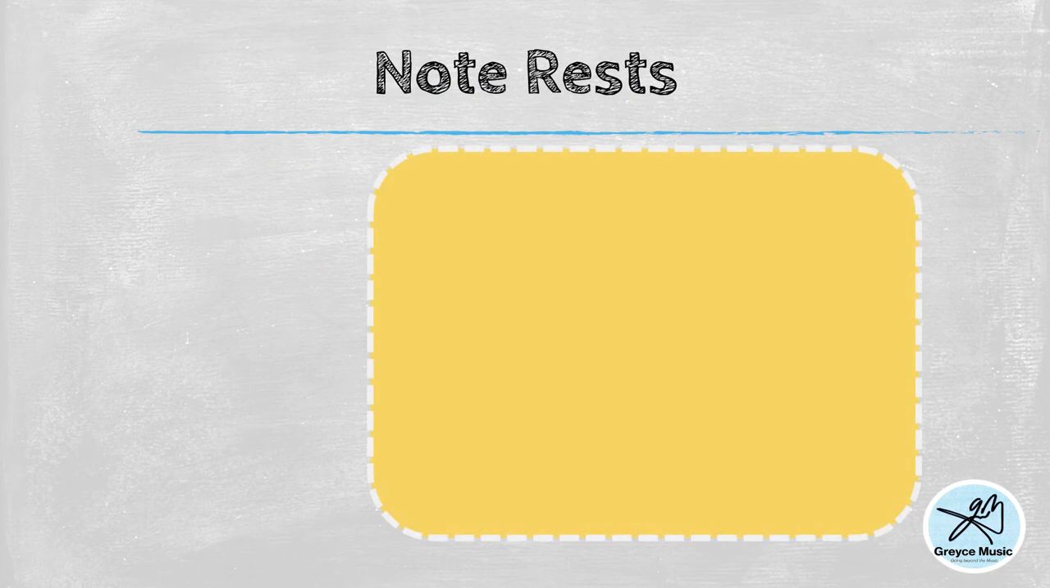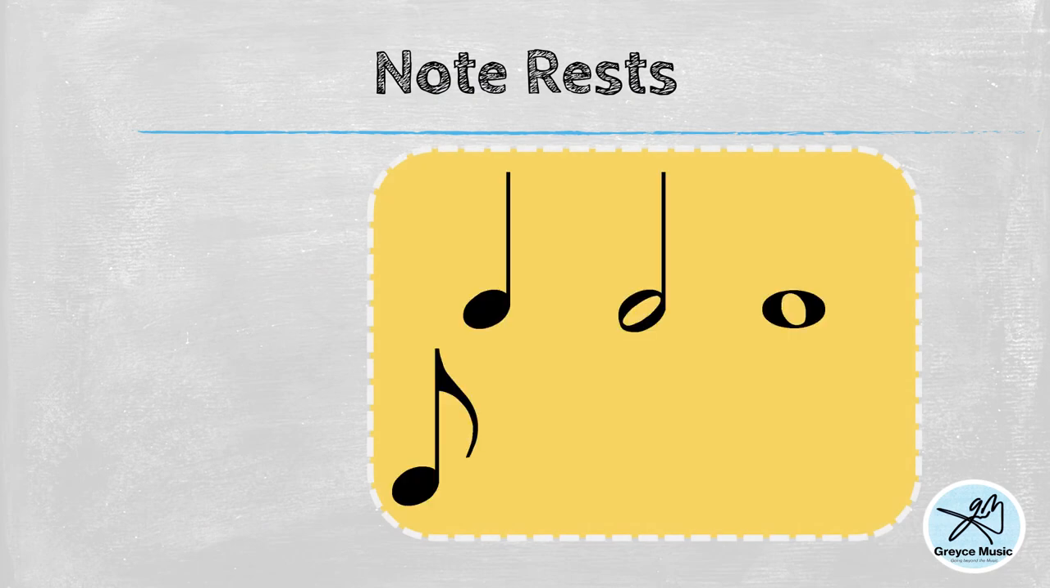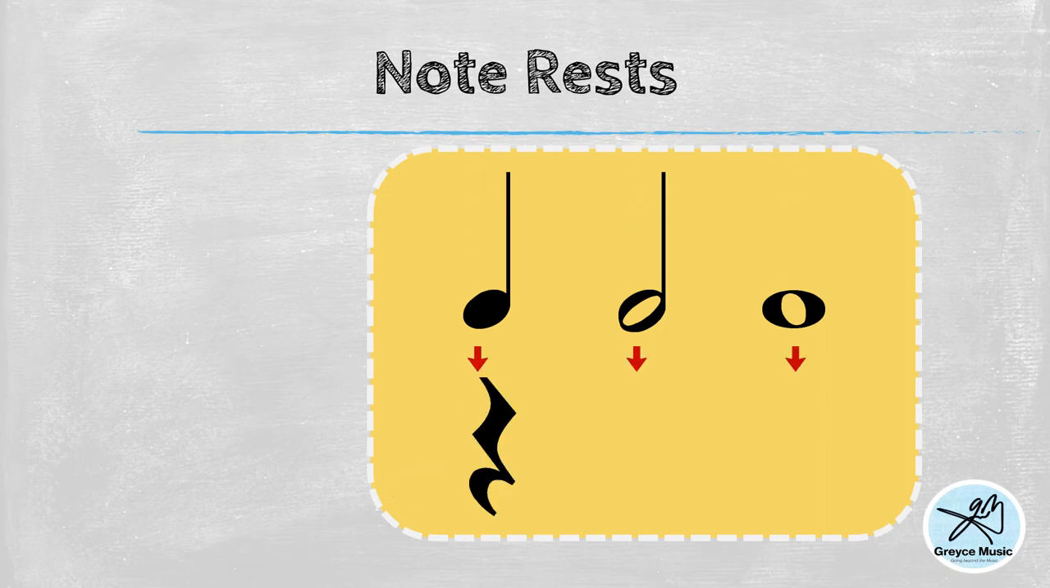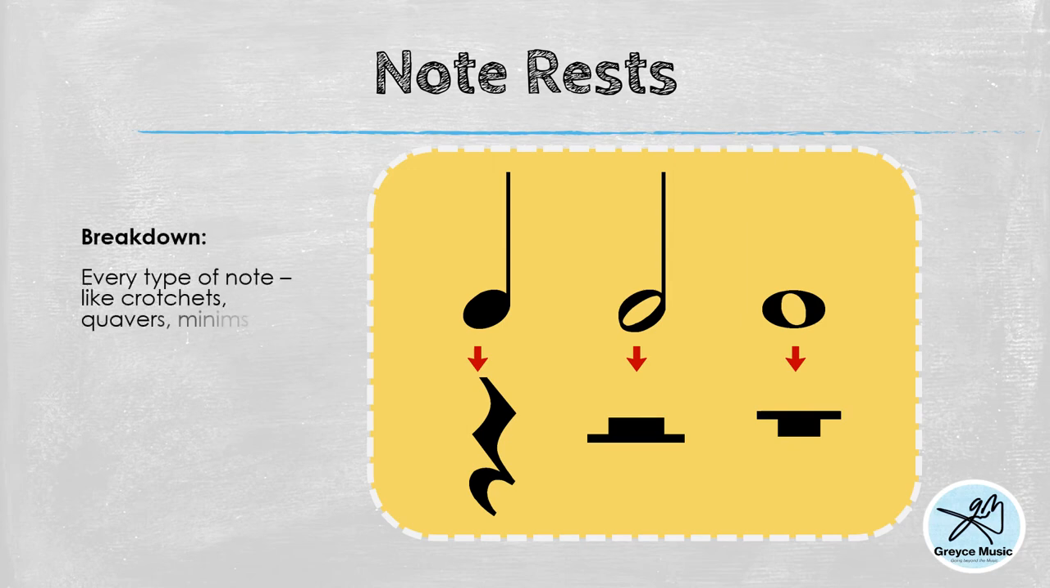Each type of note, for example, a quaver, a crotchet, or a minim, has a matching note rest that has the same value. Note rests are musical symbols that tell us when not to play and when there should be a silence in a piece of music. So now let's take a closer look and discover the note rests for crotchets, minims, and semibreves.